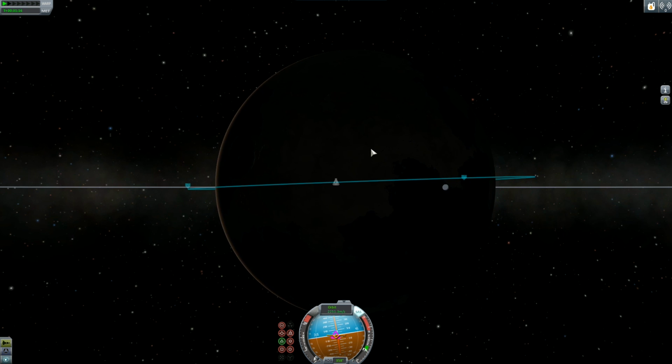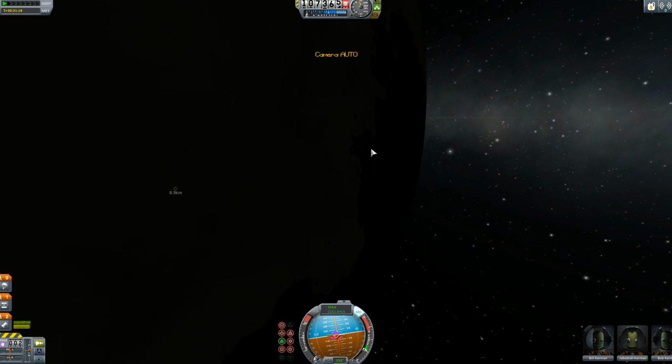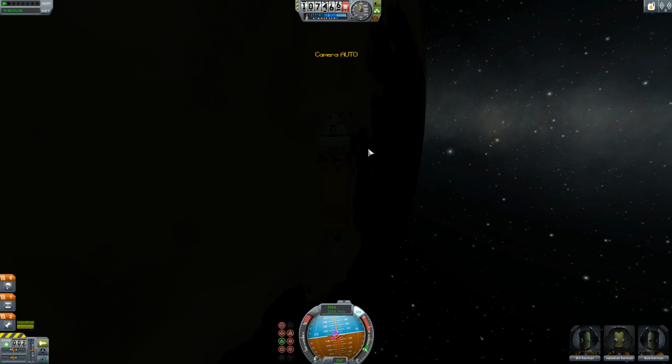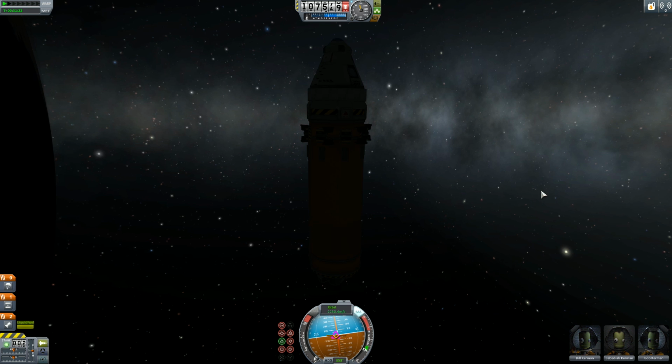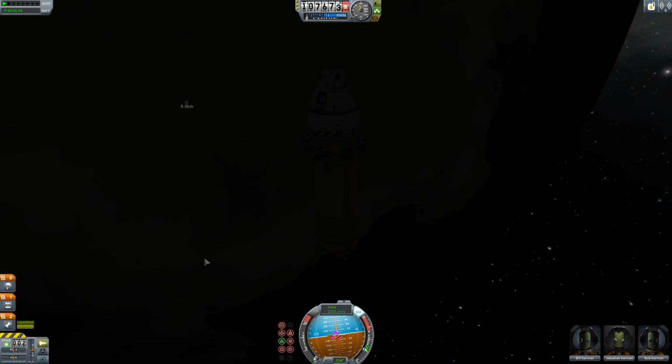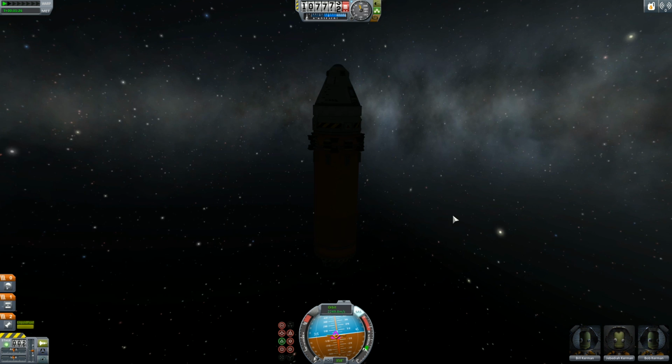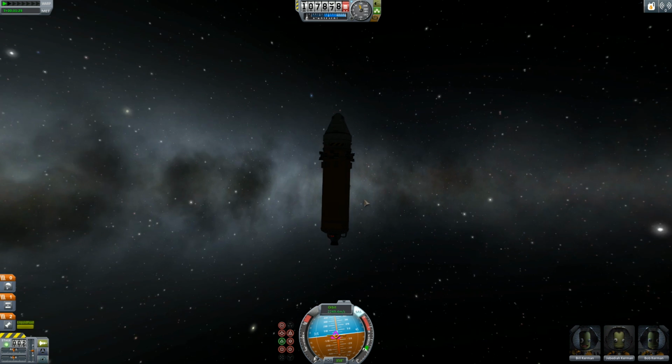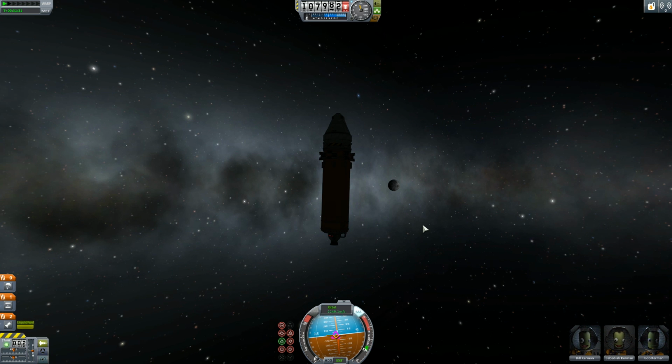Now, inclination changes, let's talk about them for a minute. They take a lot of delta V. I'm going to tell you about delta V later. I don't want to throw too many terms at you. They take a lot of fuel. They can be very expensive in terms of your mileage. They are not the most fuel friendly. They are not fuel efficient particularly.